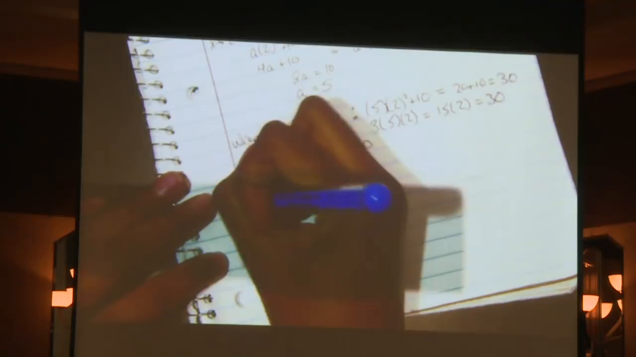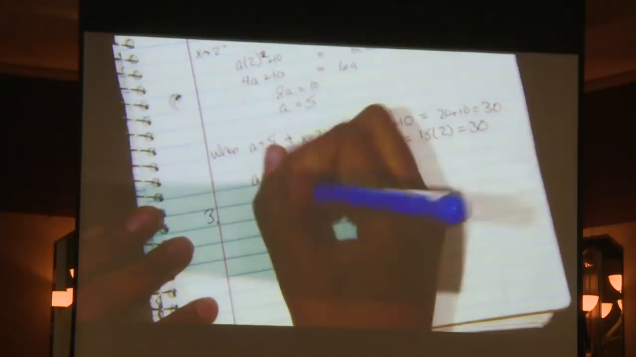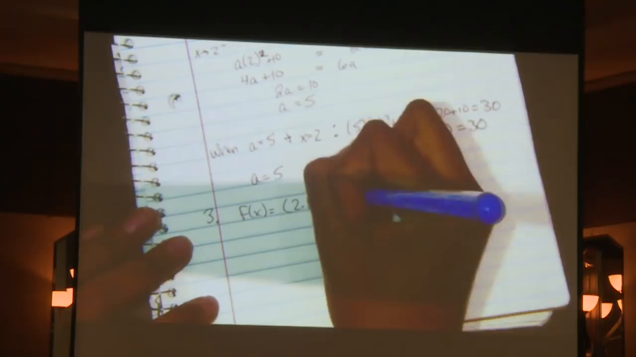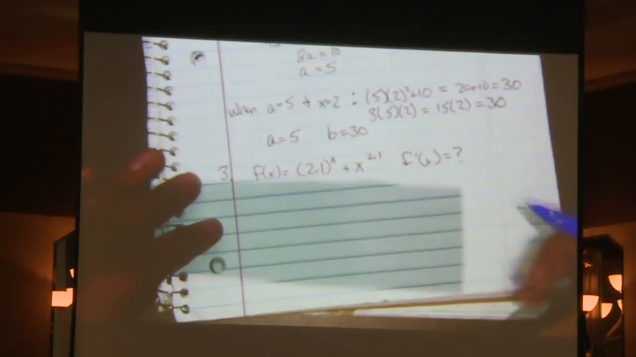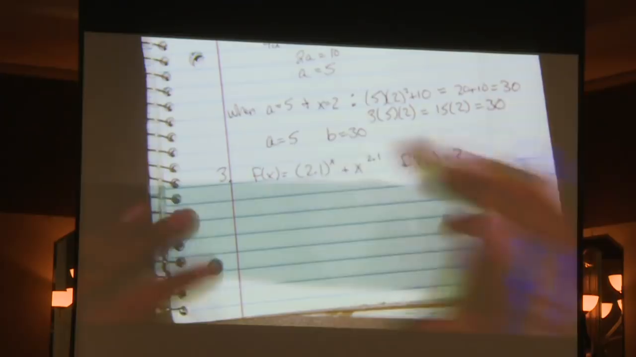Three states: differentiate the function f of x equals 2.1 to the x plus x to the 2.1. All right, so it's just asking us to find f prime. To find the derivative of this is a little bit different than the derivative of this. There's a certain rule to that, and I'm just going to write it here.